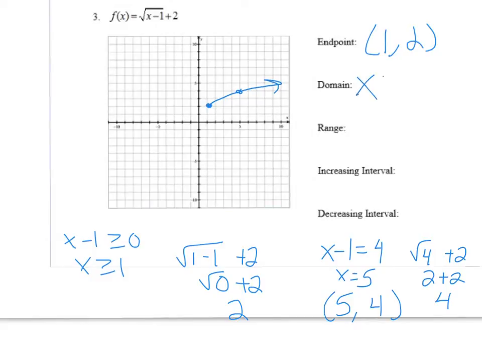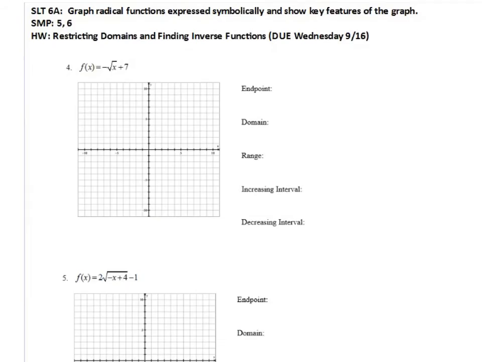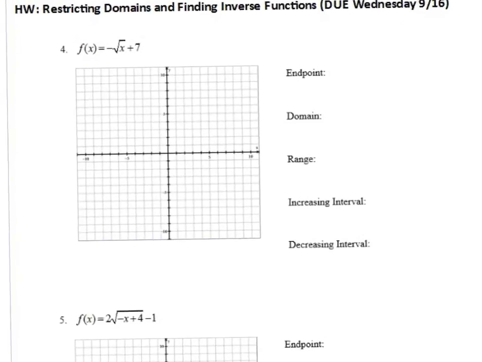Our domain is x is greater than or equal to 1. The range is y is greater than or equal to 2. We are increasing for every x greater than or equal to 1, and we are never decreasing. Okay, so now for these last 3, I think we get some very exciting reflections.